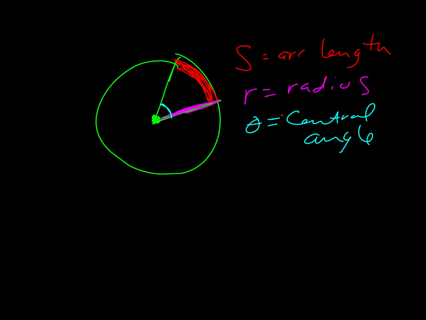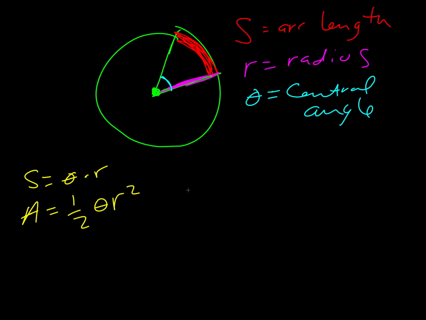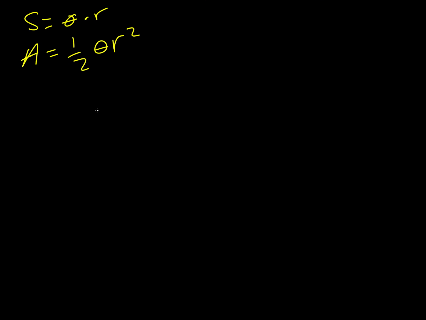Okay. Now, if we're asked to find the arc length, it's just S equals theta times R. Pretty simple equation. And then if we wanted to know the surface area of a piece of pizza, we could use this one. So area of sector is what it's called, is equal to 1/2 theta R squared. And we're just going to do both those things for the next situation. So keep those on the screen.